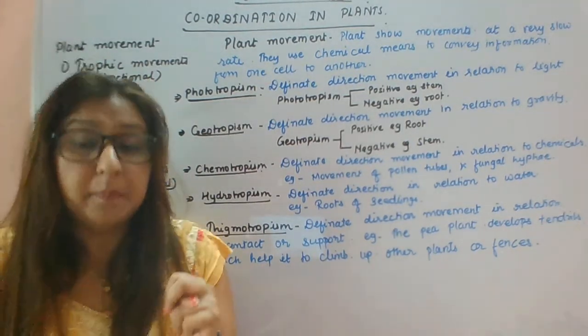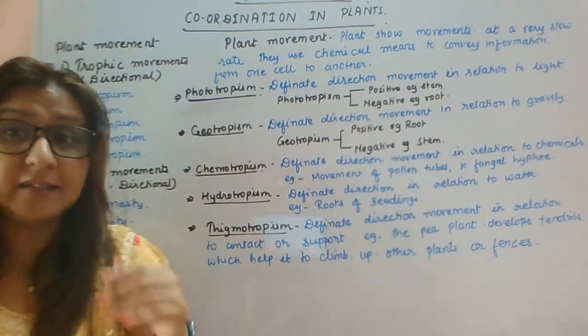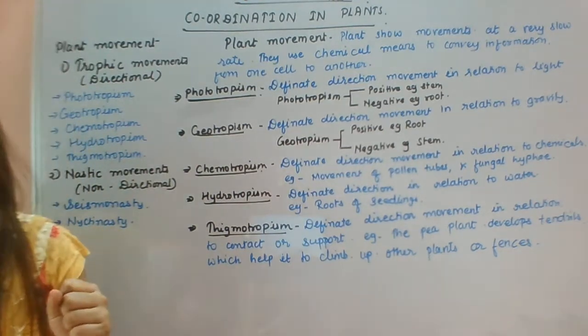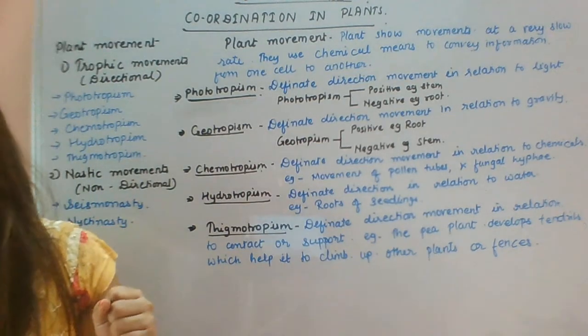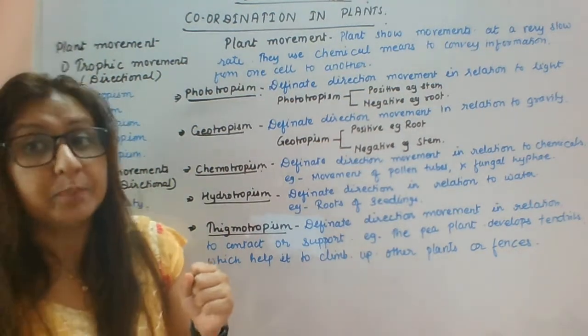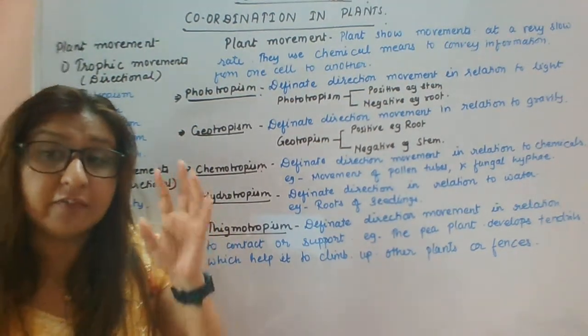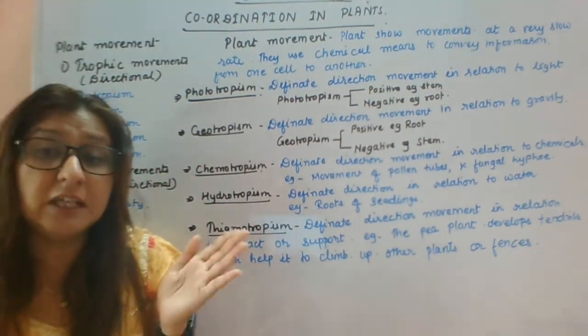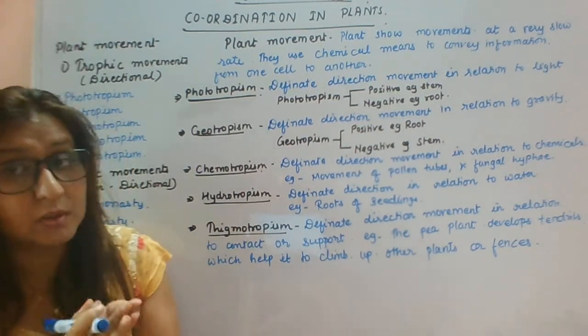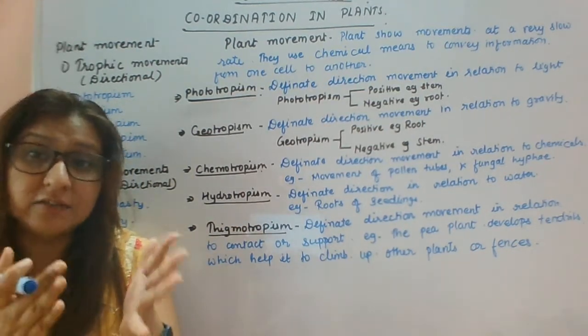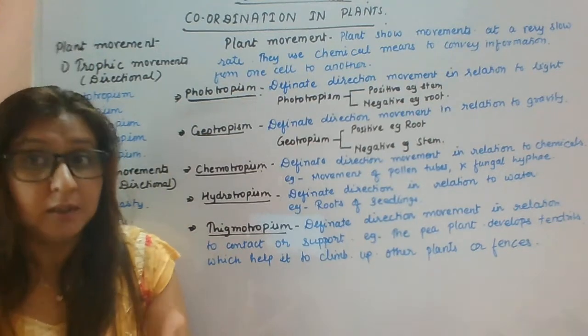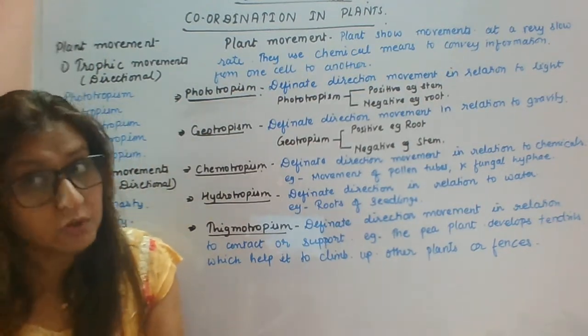Okay, so write the spelling: Mimosa and pudica. So whenever you touch the touch me not plant, the leaves of that plant automatically get closed. So this shows definitely that it is not coordinated with any growth, but they are showing a response to stimuli.